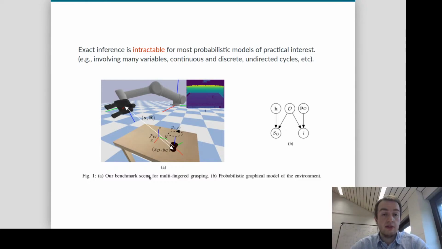As I just said, exact inference is intractable for most probabilistic models of interest, and this would happen, for example, as soon as you have many variables, because if the complexity grows exponentially with the number of variables, as soon as you add variables, you are making the inference problem even more complicated. It's also usually intractable when you have continuous variables. In everything we have said so far, we assumed that the variables were discrete. But for most interesting problems, the variables would be continuous.